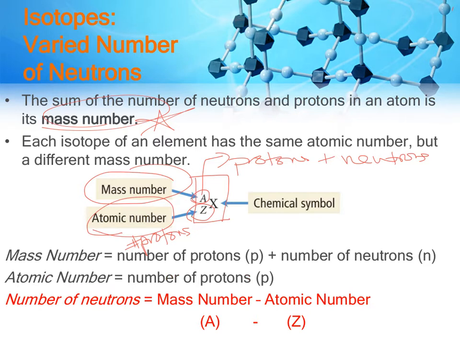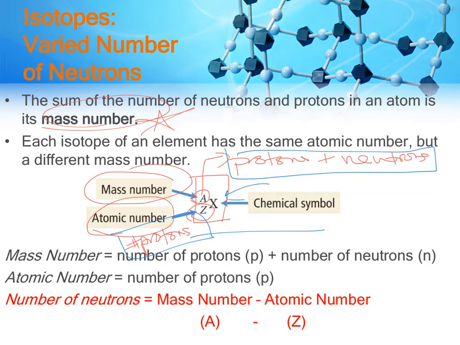So how do we find number of neutrons? We have protons plus neutrons, and then we have protons. So how do we find neutrons? It's a subtraction problem, which now you can see why in pen and paper we put the mass number on the top and the atomic number on the bottom, because when you do a subtraction, you get the number of neutrons.